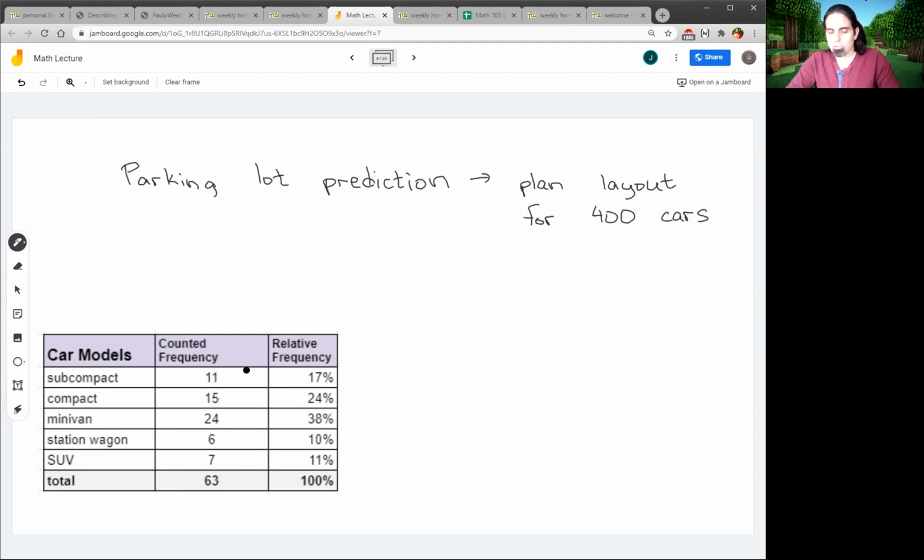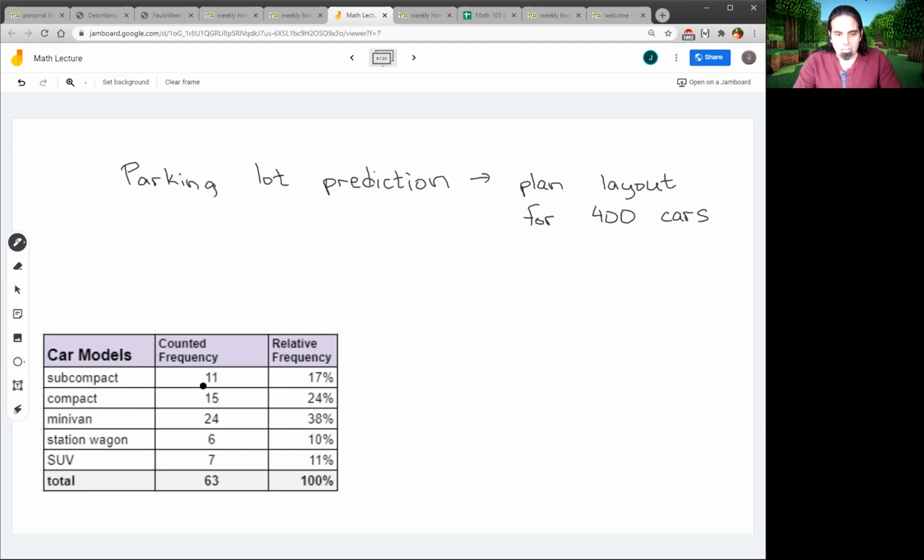Because if there's a lot of SUVs, we might need bigger spaces. If there's a lot of subcompacts, we might want some rows, especially for them, that aren't quite as wide, to save space. You know, who knows what we're going to do. I have no idea what the actual legal requirements of parking lot planning are. I am only a math teacher.